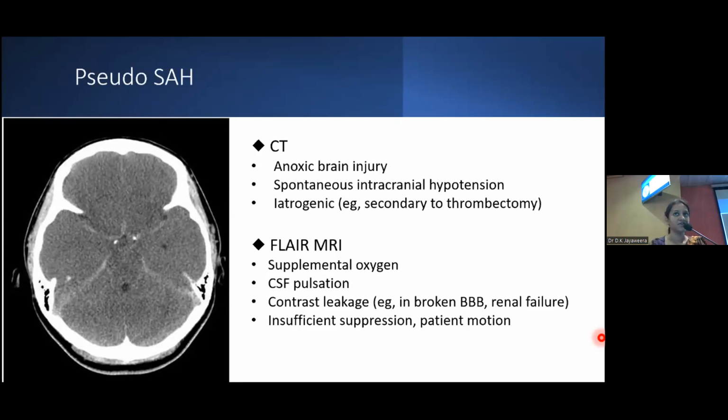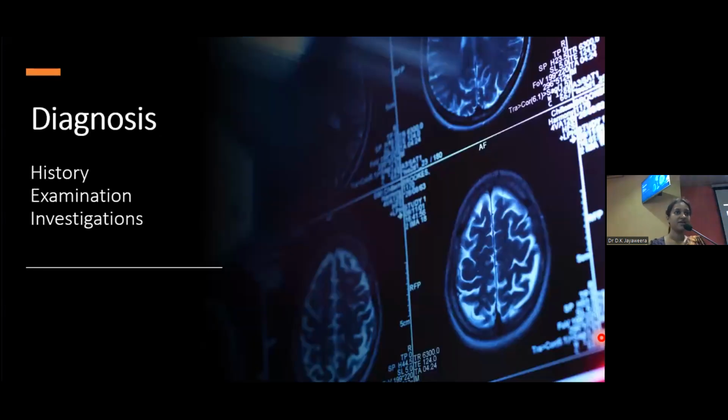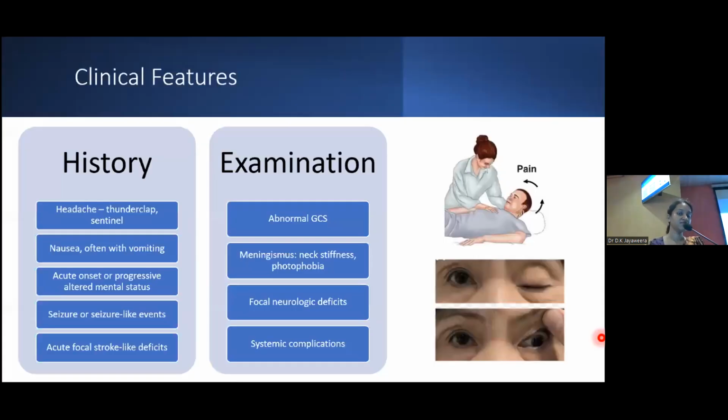So how do you make a diagnosis of SAH? As always, it is through the history, examination, and investigations. These are the clinical features. In the history, 70% of the time, the patients will present with a headache, most often described as a thunderclap headache. And in about 40% of cases, there may be a sentinel headache as well, preceding the actual SAH. Patients can also have nausea, vomiting. They can present with seizures or even as a stroke.